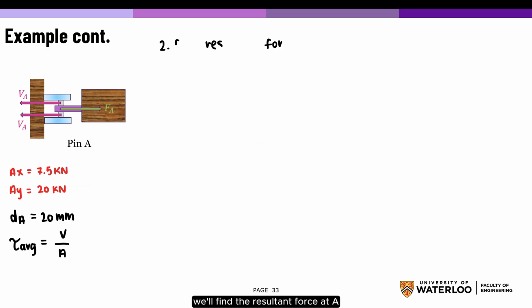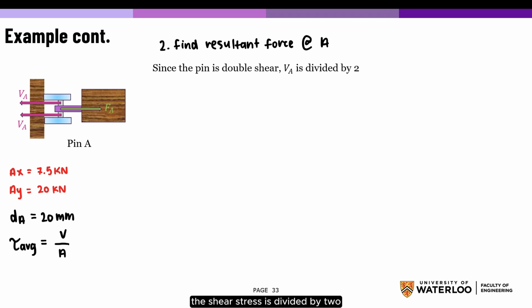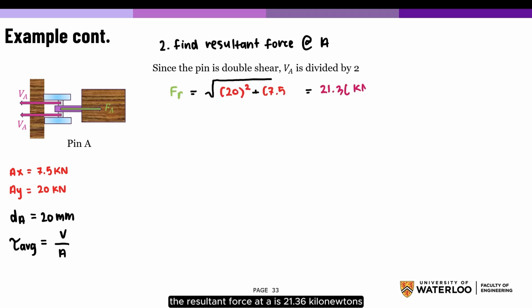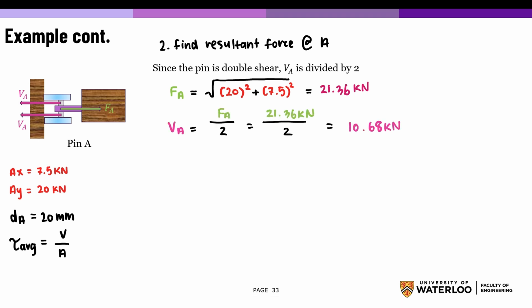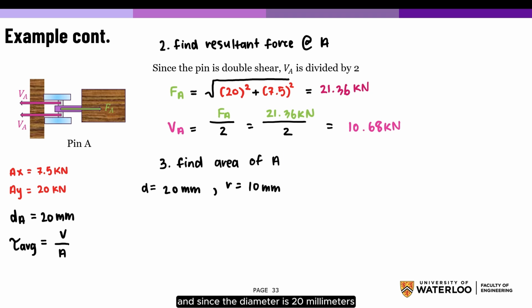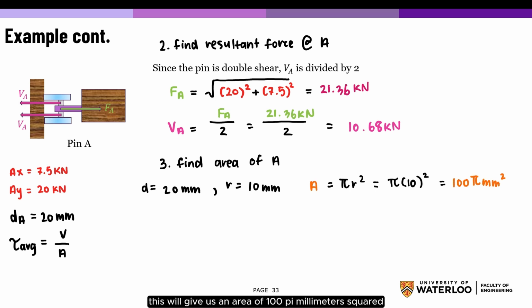We will find the resultant force at A, and since the pin is a double shear, the shear force is divided by 2. The resultant force at A is 21.36 kilonewtons, and the shear force will be 10.68 kilonewtons. Now we can find the area of A, and since the diameter is 20 millimeters, our radius will be 10. This will give us an area of 100 pi millimeters squared.